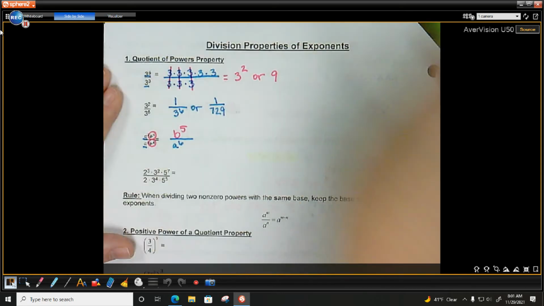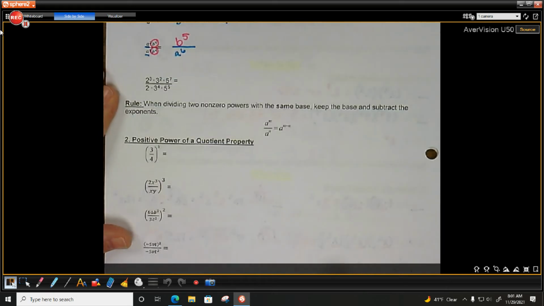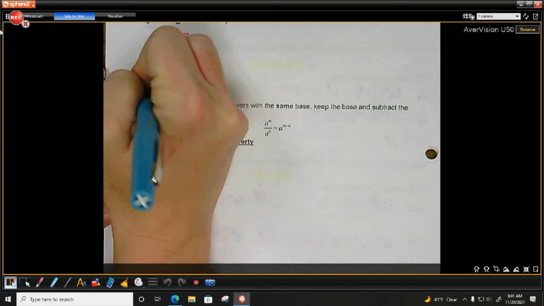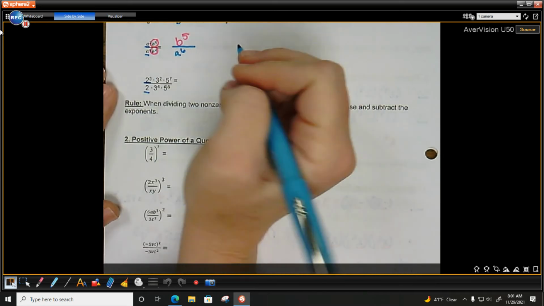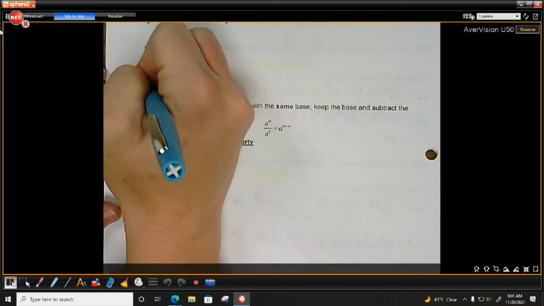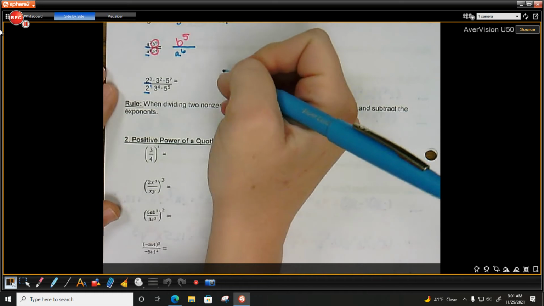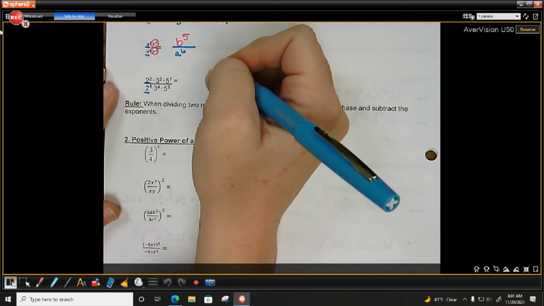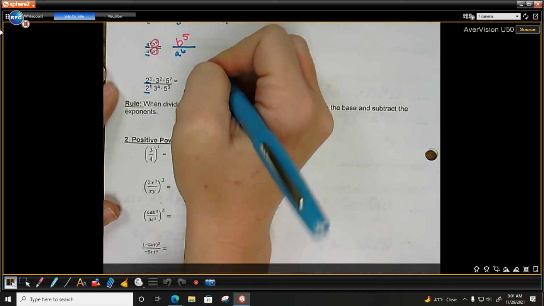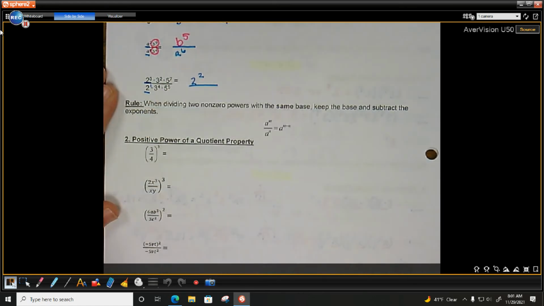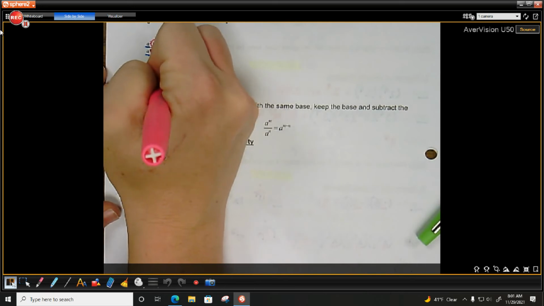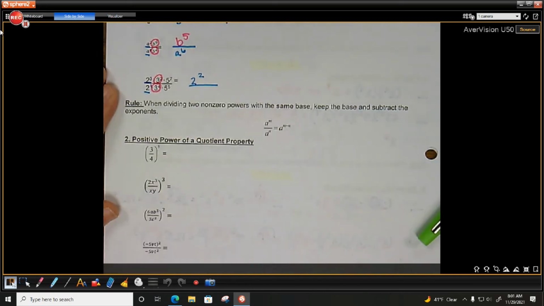Next one, look at your 2's. 2 doesn't have an exponent in the denominator, so it has an understood 1. Okay, so are there more 2's on top or bottom? By how much? 2. So 2 to the 2nd on top. Are there more 3's on top or bottom? Bottom. By how much? 2. So 3 to the 2nd power on bottom.